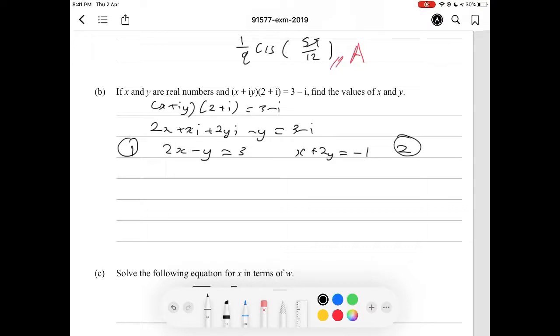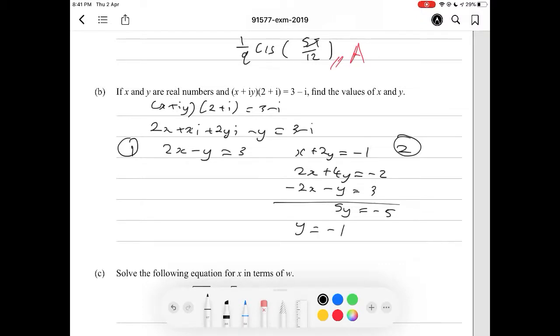Let's just eliminate variable x. So we're going to say 2 times equation 2, so 2x plus 4y equals -2. And we're going to subtract equation 1, 2x minus y equals 3. 2x minus 2x is 0. 4y minus y, that's 5y, equals -2 minus 3, which is equal to -5.